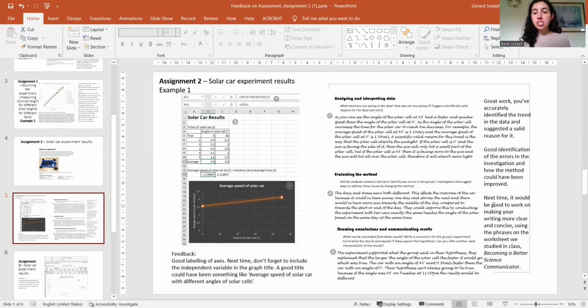And I've suggested to the student that his written communication could be improved. It's not always very concise or clear. This is something we've been working on in class. So I've referred the student to the worksheet we studied in class, which gives tips for clear and concise scientific communication.